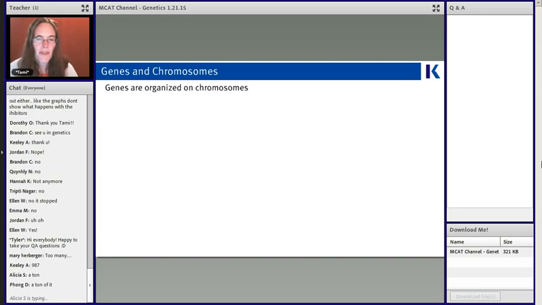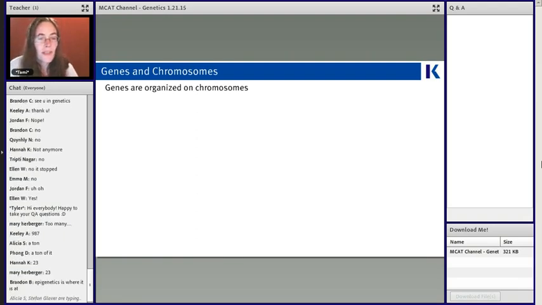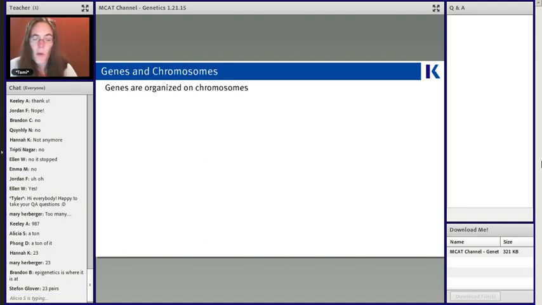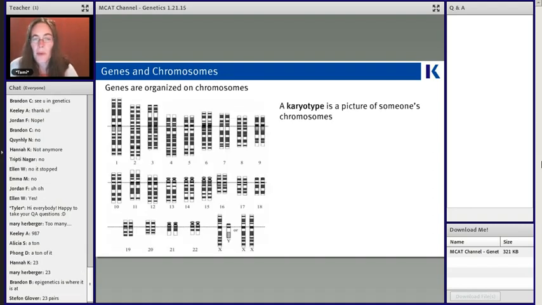First thing we have to know is how we are organized. Tell us about chromosomes. How many chromosomes do we have as humans? We have 23 different chromosomes. 22 of them are autosomal, and they come in pairs, one from mom, one from dad. And then we have our X and Y, our sex chromosomes, which come in a pair as well. So we have 23 pairs.